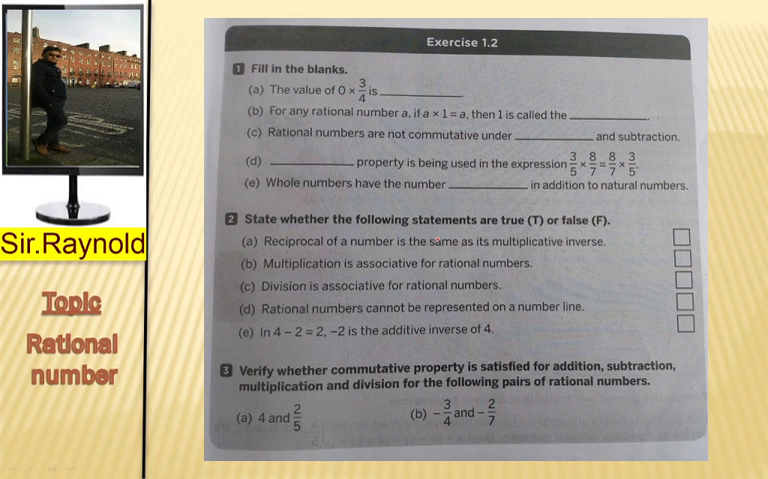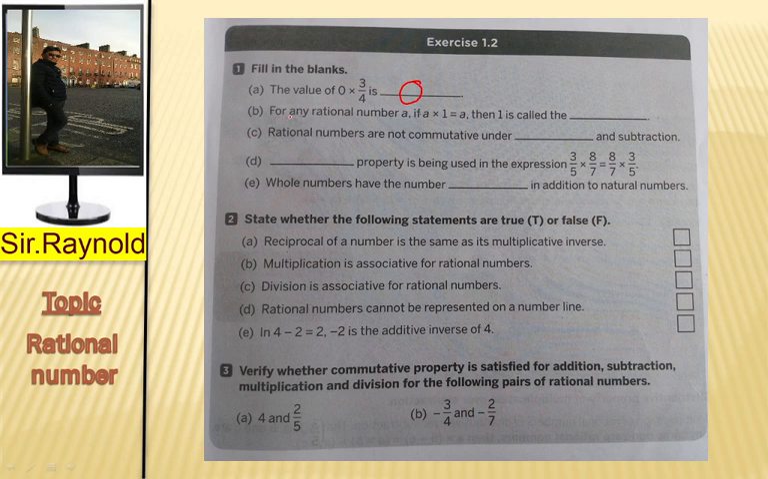Here today we'll be learning about questions 1, 2, and then after that number 5. Number 3 we will do later, in a later class. In the fill in the blanks, the value of 0 into 3 by 4 is, if you multiply anything by 0, you will always get 0. So that means it is 0 there.